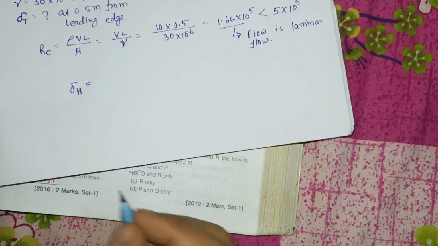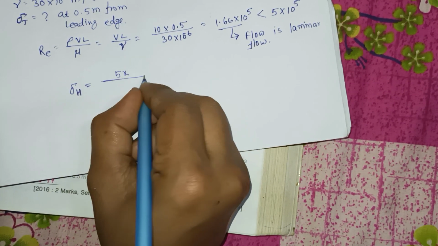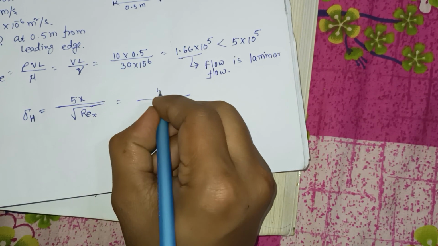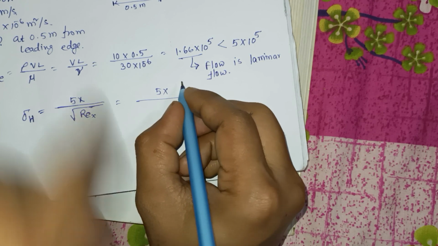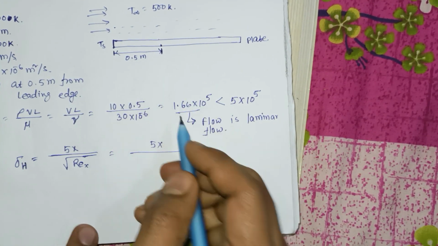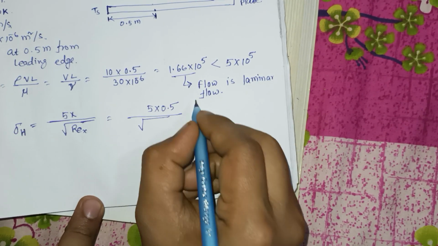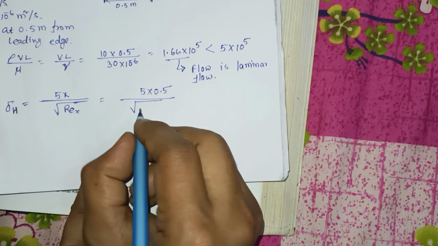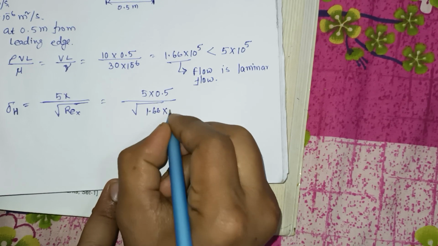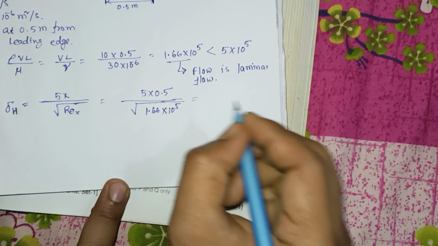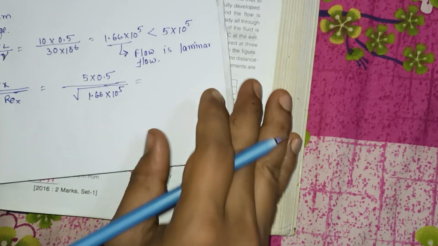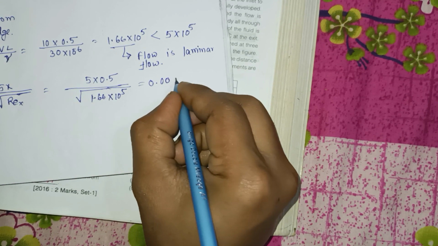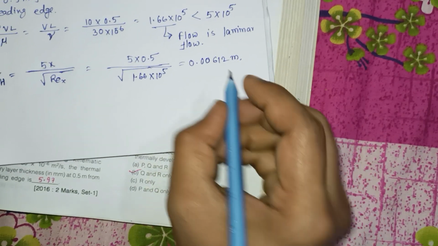the hydrodynamic boundary layer thickness is equal to, the formula is 5x by under root Rex. Okay, so 5 into x value, what is the value of x? That is 0.5. 0.5 by under root Rex. What is the value of the Reynolds number at location x? At location x, the Reynolds number Rex is 1.66 into 10 to the power 5. If you calculate that value, the hydraulic boundary layer thickness will be 0.00612 meter.